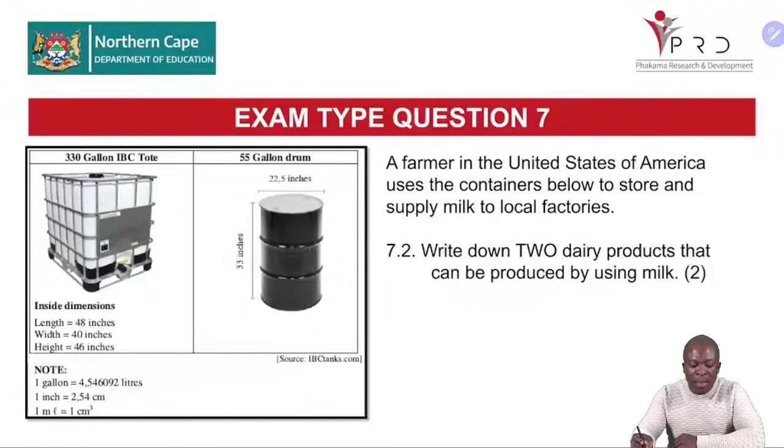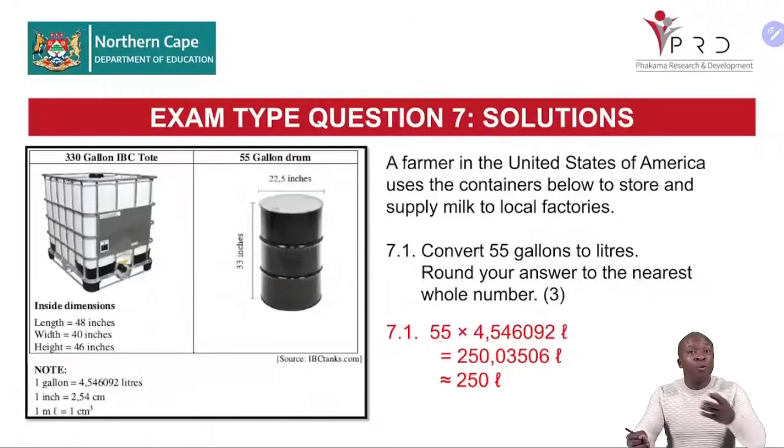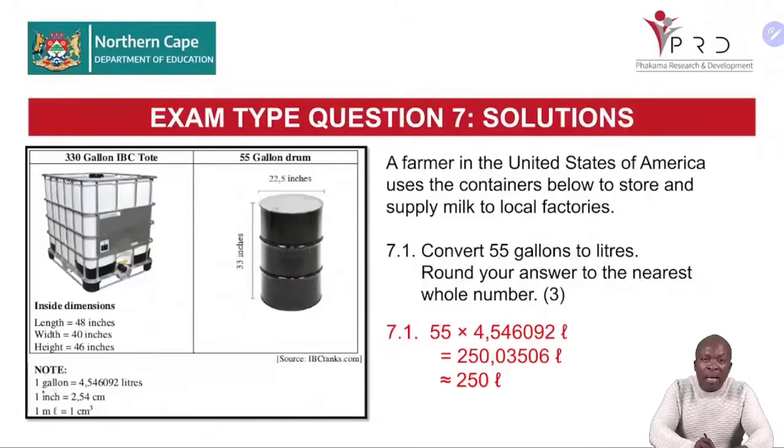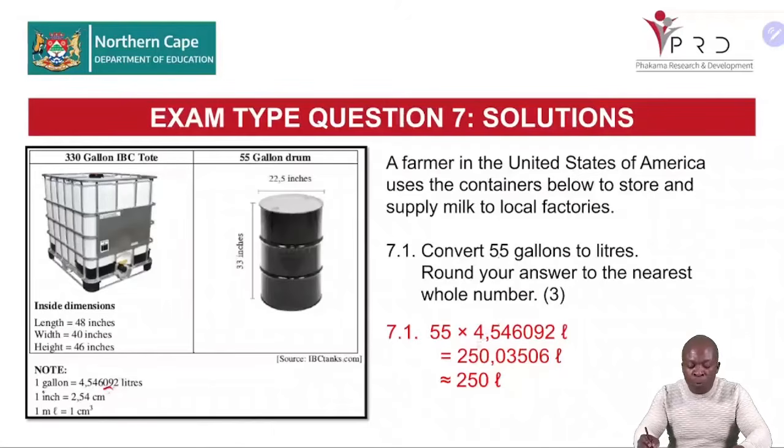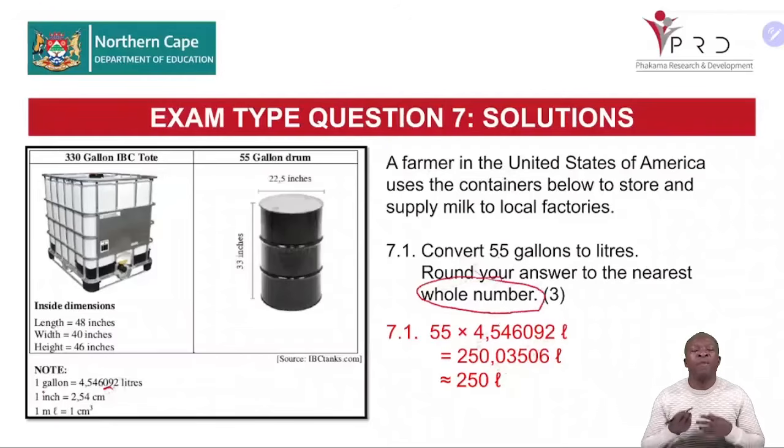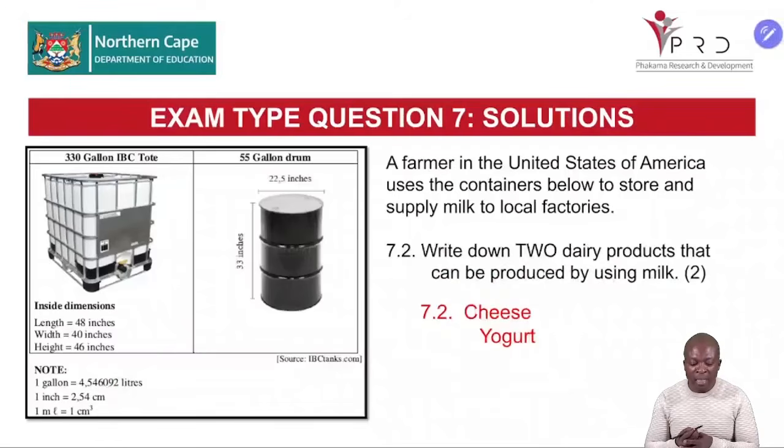Okay, welcome back. So this is how you were supposed to do it. The 55 gallons, we are going to divide it by 1 gallon because we divide the same unit. You multiply by 4.546092 and our answer is going to be 250.03. But the examiner says we must leave our answer to the nearest whole number. Therefore, we are going to leave it as 250 liters.